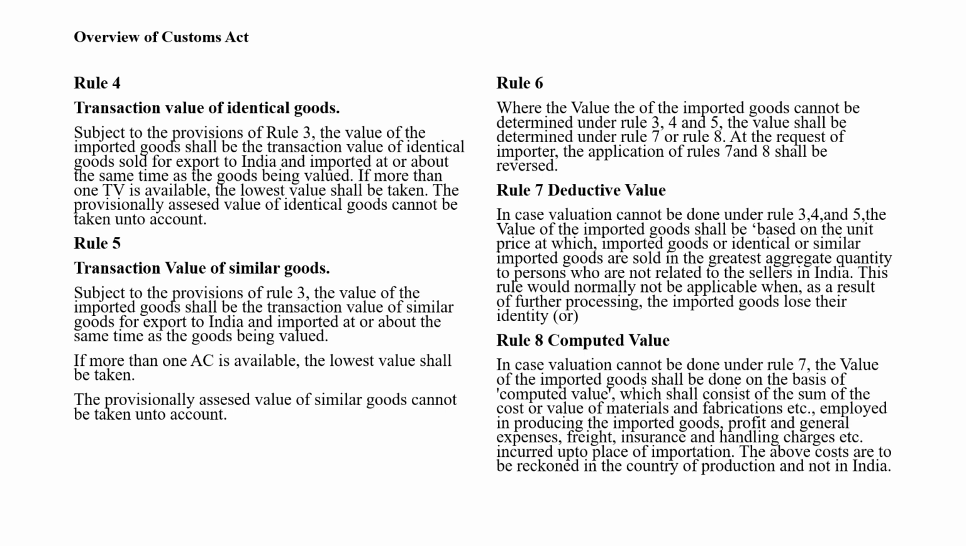Come to Rule 5. Transaction value of similar goods. Subject to the provision of Rule 3, the value of the imported goods shall be the transaction value of similar goods sold for export to India and imported at or about the same time as the goods being valued. If more than one transaction value is available, the lowest value shall be taken. The provisionally assessed value of similar goods cannot be taken into account.